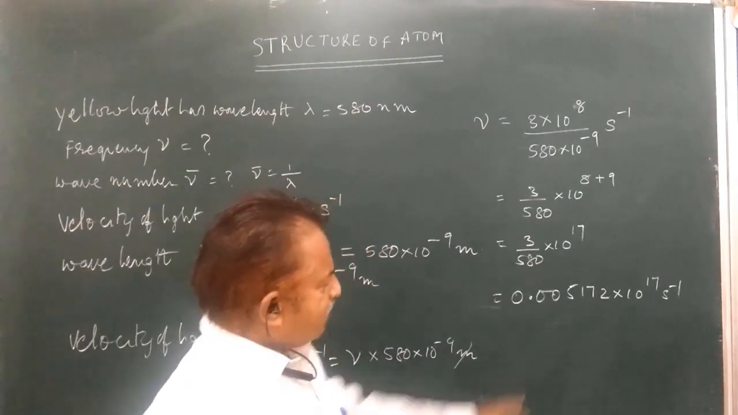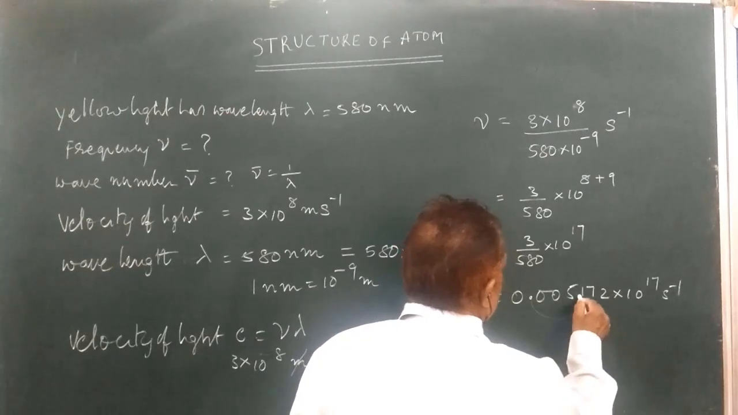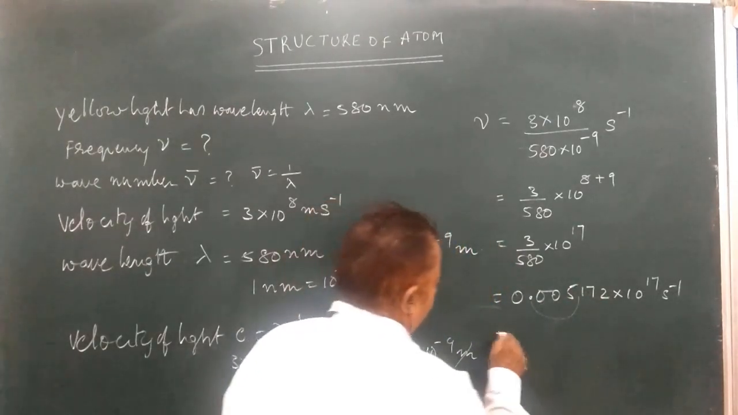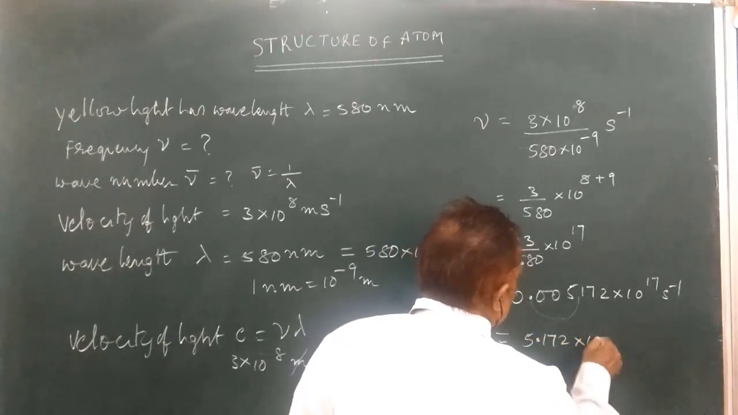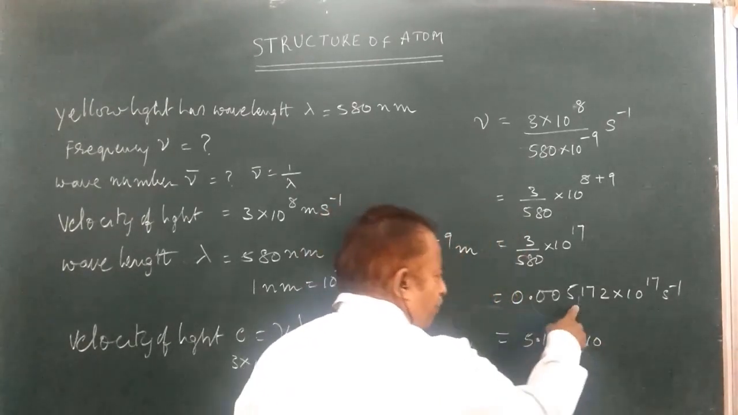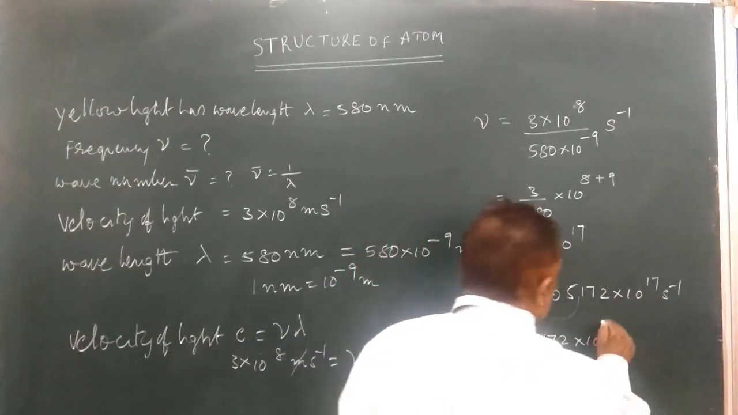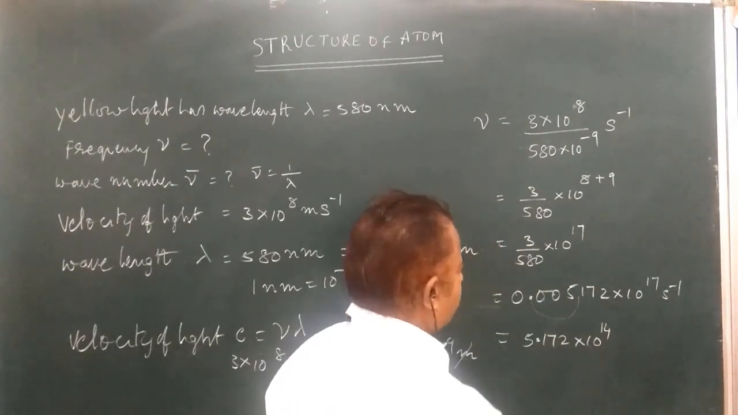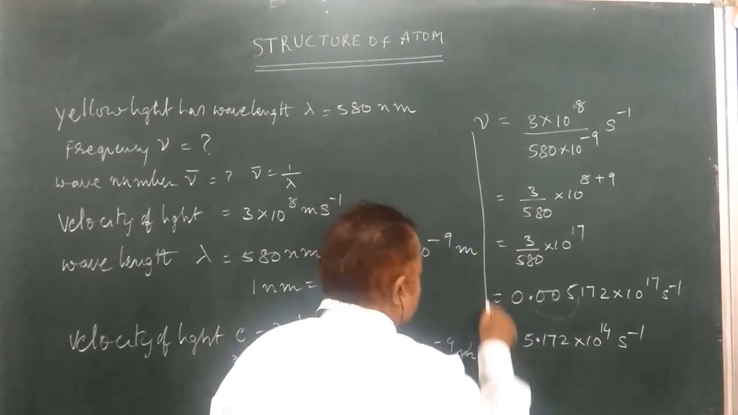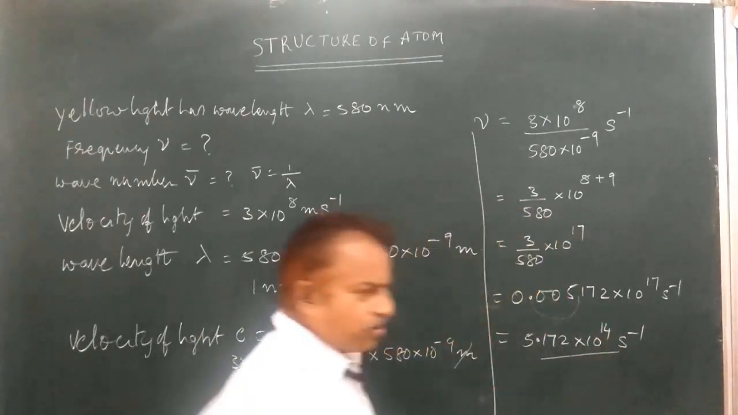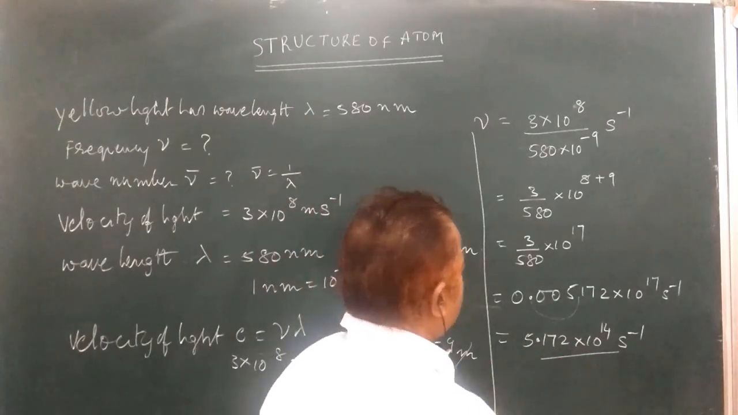So to express this number in scientific notation, shift this decimal to the right side by 3 places. Therefore, this can be written as 5.172 into 10 to the power. As we shifted 3 digits, the power of 10 is decreased by 3. Therefore, this becomes 5.172 into 10 to the power 14 per second. So this is frequency. So the frequency of yellow light is 5.172 into 10 to the power 14.